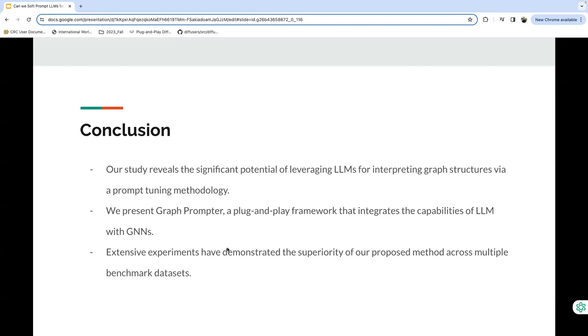And in conclusion, our study reveals the significant potential of leveraging large language model for interpreting graph structure via a prompt training methodology. We present Graph Prompter, a plug-and-play framework that integrates the capability of large language model with GNNs. And lastly, extensive experiments have demonstrated the superiority of our proposed method across multiple benchmark datasets.